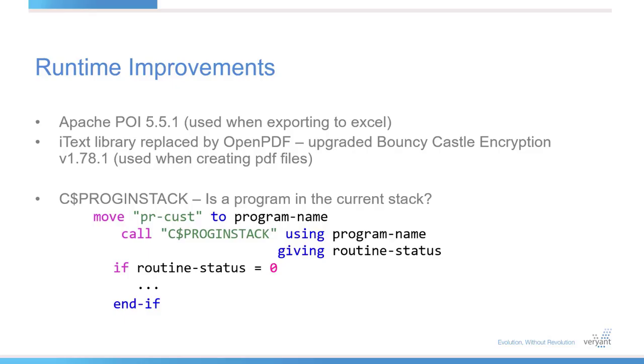We're very careful at Variant to keep our third-party libraries up to date to prevent bugs and security problems. 2026 has replaced 2 of these libraries. The first is Apache POI. We've updated it, and this is the one that we use to export to Excel. The other one is that we've replaced the old iText library with OpenPDF. That's what we use to create and encrypt PDF files.